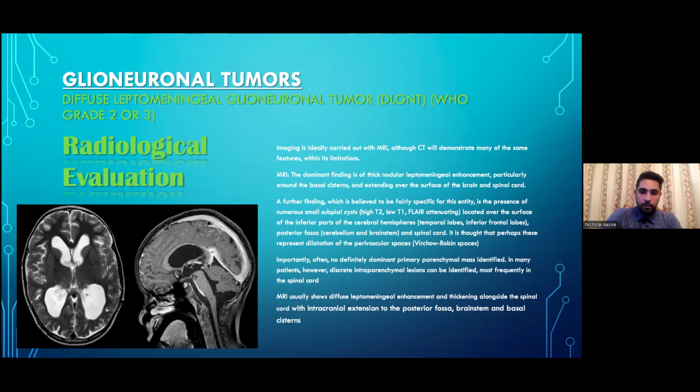Importantly to note, often no definitely dominant primary parenchymal mass is identified here. In many patients, however, discrete intraparenchymal lesions can be identified, most frequently in the spinal cord. MRI usually shows diffuse leptomeningeal enhancement and thickening alongside the spinal cord with intracranial extension to the posterior fossa, brainstem, and as described, the basal cisterns as well.